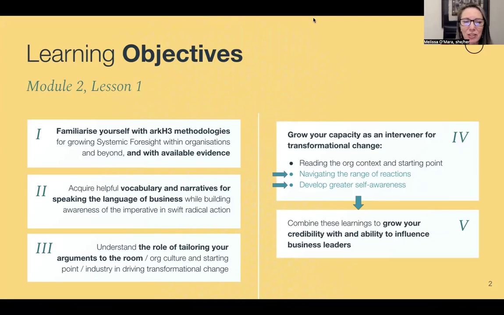And in particular, we're going to be focused here where these teal arrows are, in growing our capacity as an intervener for transformational change. And this will in turn help us to grow our credibility and our ability to influence business leaders.